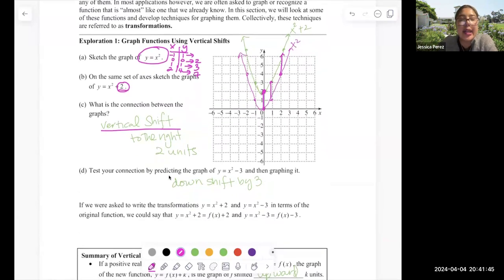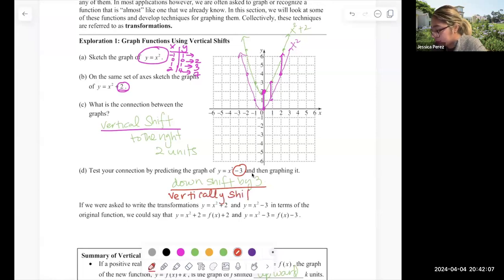So test your connection by predicting the graph of y equals x cubed minus 3 and then graphing it. So what we know based on that first part, because we added 2, it went up by 2. What happens if I subtract 3? Then it will vertically shift downward 3 units. And I'll show you that on Desmos.